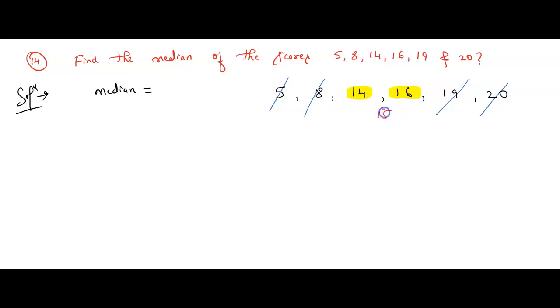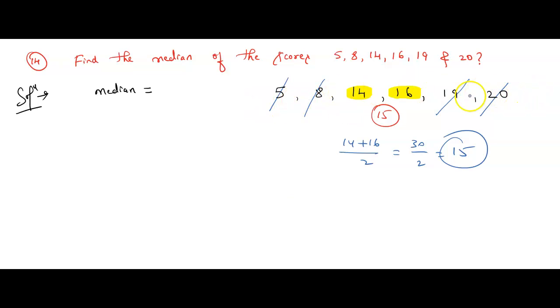We know that the number is 15. Correct, children? Between 14 and 16, which number do we get? That is 15. Understood? Sir, how did we get this 15? Very simple. You do 14 plus 16 divided by 2. That is the midpoint. 14 plus 16 is 30, 30 by 2 is 15. This is also one more method. Any doubts? Did you understand how to find the median? I don't want to stretch this problem. I hope you have understood, right?